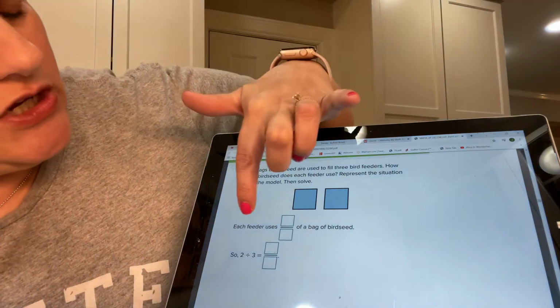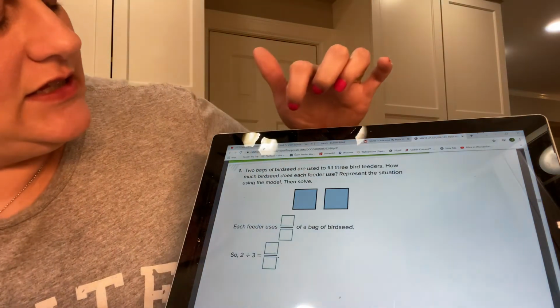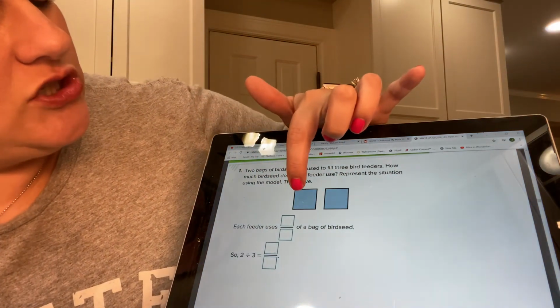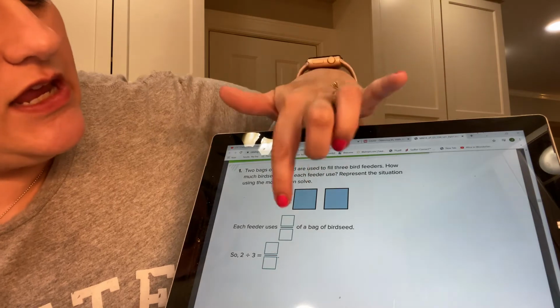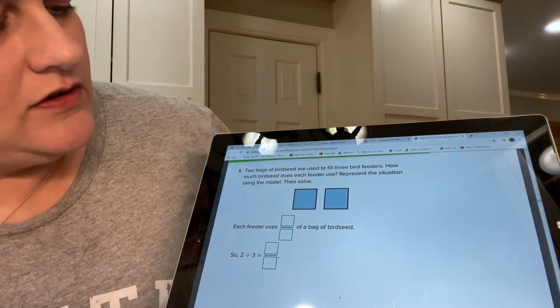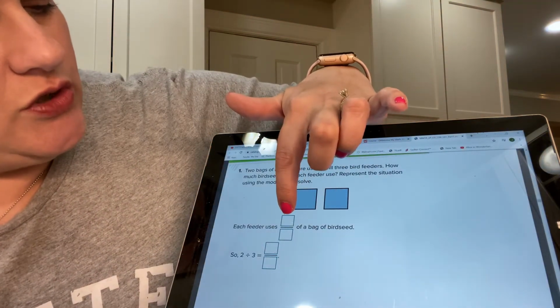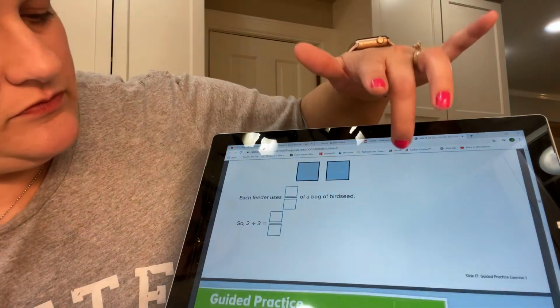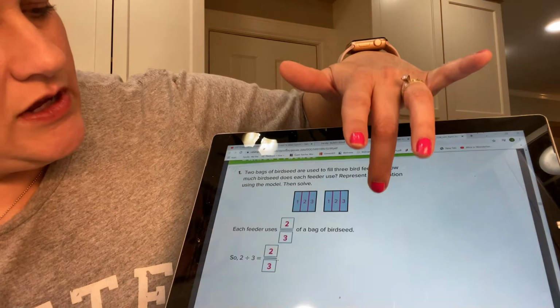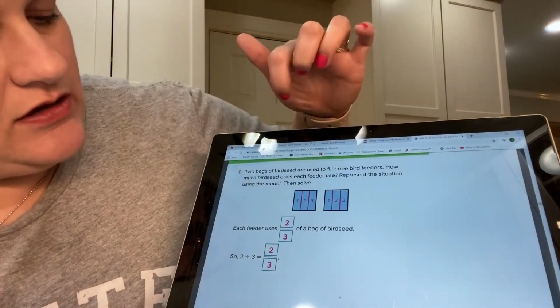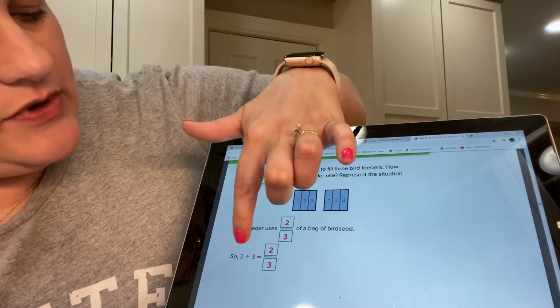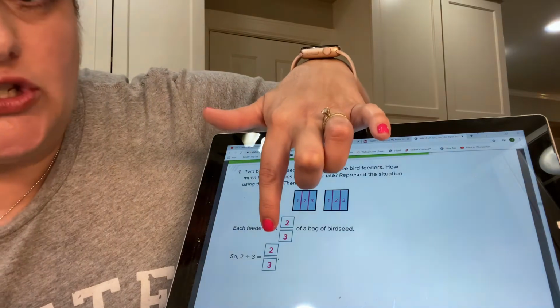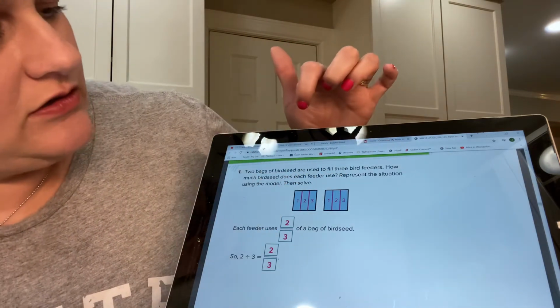So each feeder uses 2 divided by 3 of a bag of bird seed. So this would be 2 over 3. So here we have 2 over 3. 2 divided by 3, the division problem, is written as 2 over 3, the fraction.